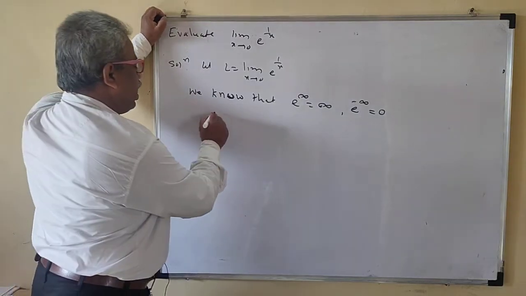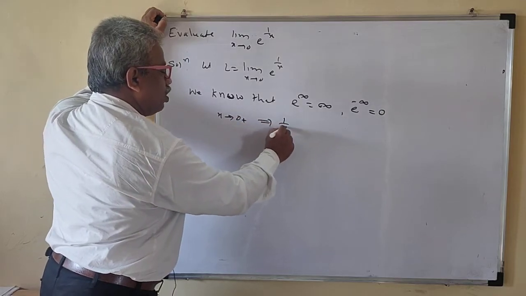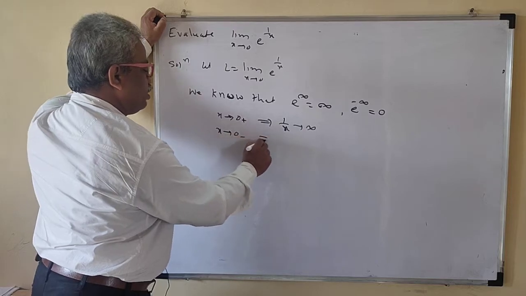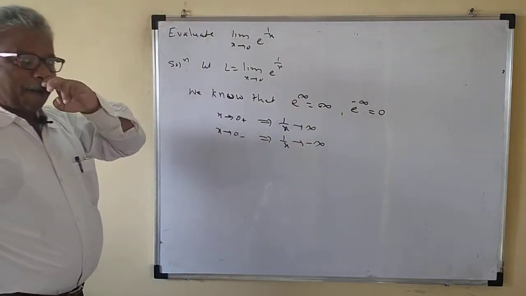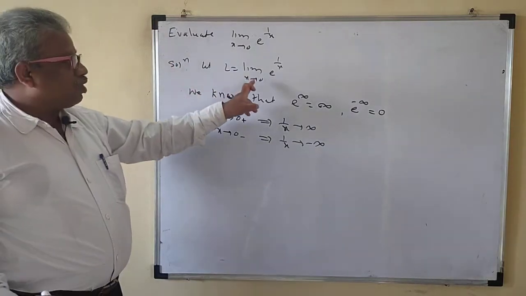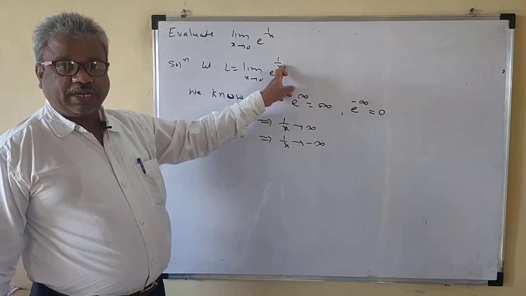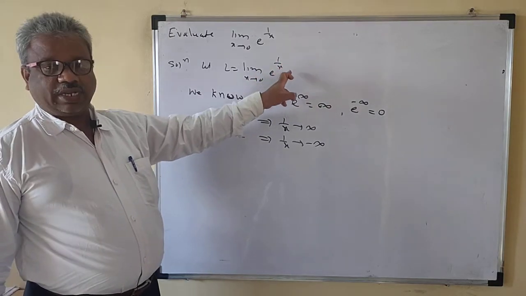Okay, so x tends to 0 plus implies that 1 upon x tends to infinity. x tends to 0 minus implies that 1 upon x tends to minus infinity. Okay, so note this. That means if x is less than 0, then we get e raised to minus infinity, right? And if x is greater than 0, then this is e raised to infinity.